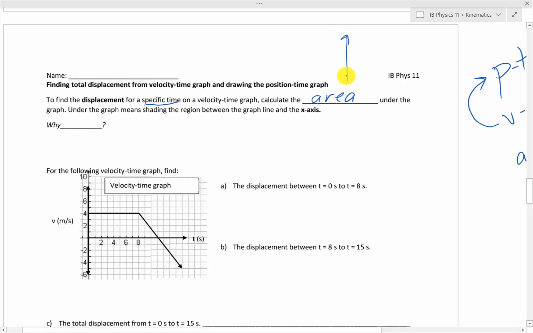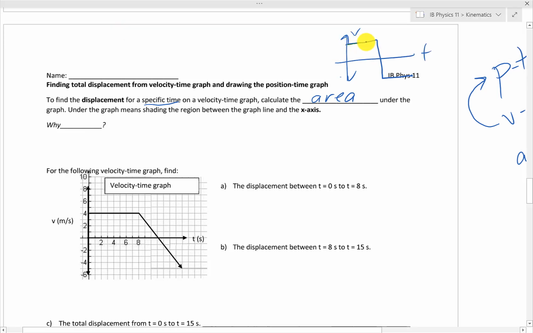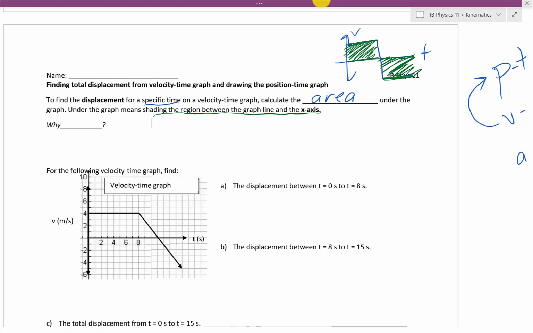So let's say I have a velocity time graph, and my graph looks like this. I have a positive region, I have a negative region. What the area underneath the graph means is the area between your line and the x-axis. So for this segment, the area underneath the graph would be this part. But when the graph becomes negative, then the area between the line and the x-axis would be this part instead. So that's what that means: the shaded region between the graph line and the x-axis. That's what it looks like.